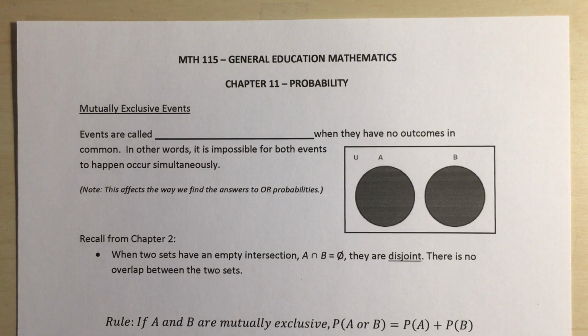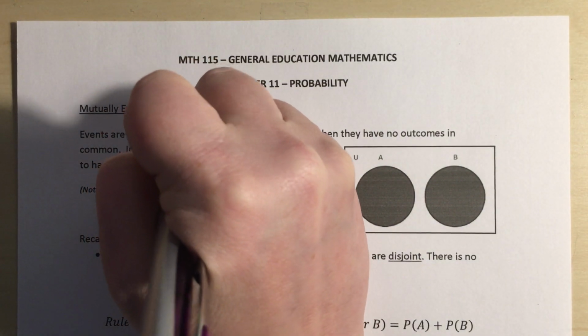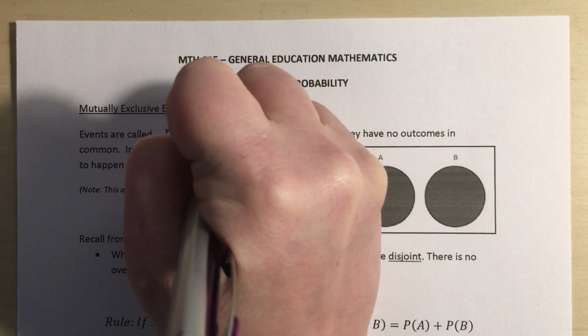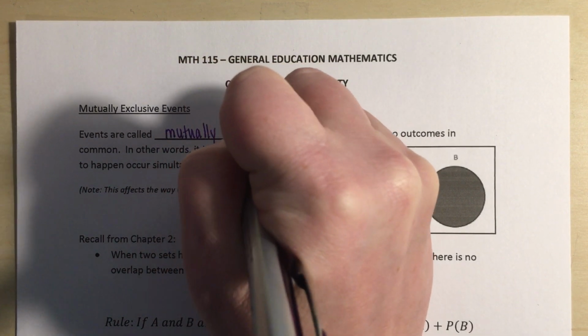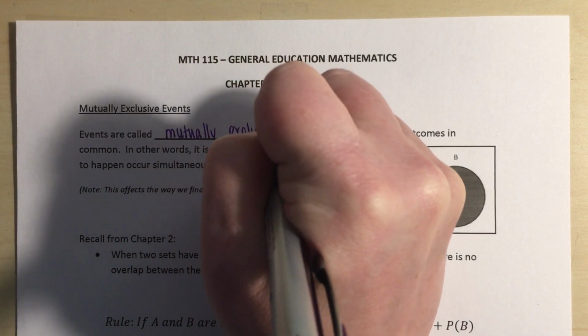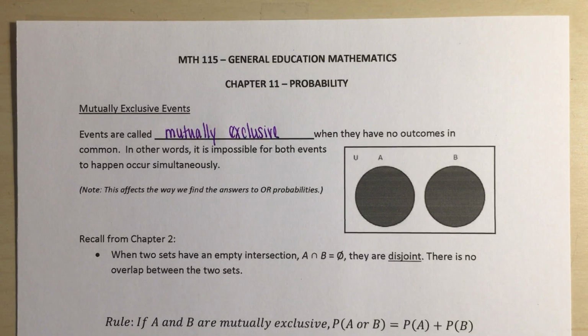Right, so the next thing that we're going to talk about, which is actually going to directly relate to our last example, are mutually exclusive events. Events are called mutually exclusive when they have no outcomes in common. In other words, it's impossible for both events to happen or occur simultaneously. This is going to affect the way that we find answers to our OR probabilities.